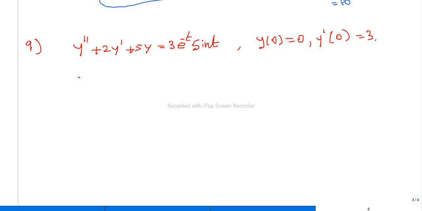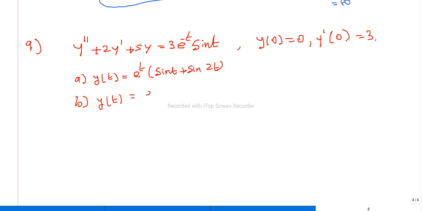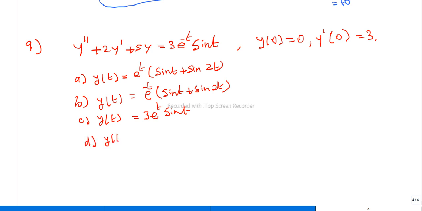The first option is y of t equal to e power t times sin t. Using the initial condition, we can easily omit some of the options quickly. If it is a solution, it should satisfy the initial condition. So just substitute t equal to 0, and you should get 0. That is the first thing, so you can omit some options. The third option is y of t equal to 3 times e power t into sin t, and the last option is y of t equal to 3 times e power minus t sin t.